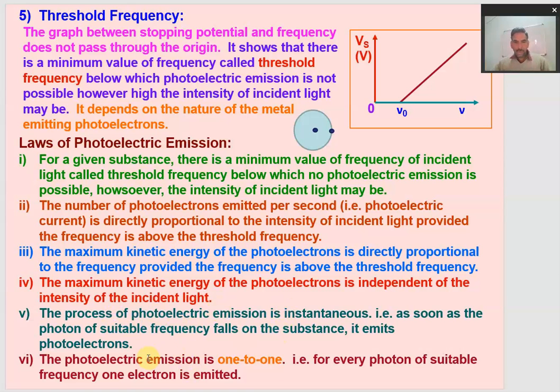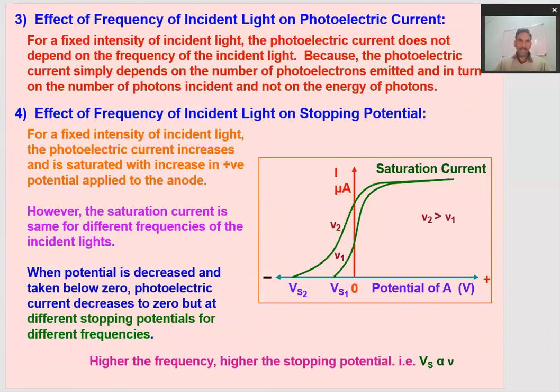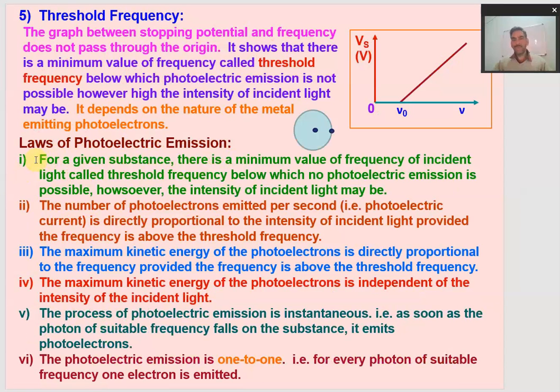Photoelectric emission is a one-to-one process. For every photon, let us not include this point here, but we will discuss this law later. So that is what the photoelectric effect is: its experimental setup, the various terms here, the existence of threshold frequency, stopping potential, photoelectrons, photocurrent, and all other related terms. We have observed all the observations made in photoelectric emission, and based on these observations there are some conclusions which become the laws of photoelectric emission.